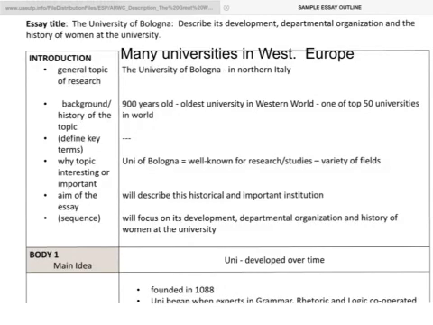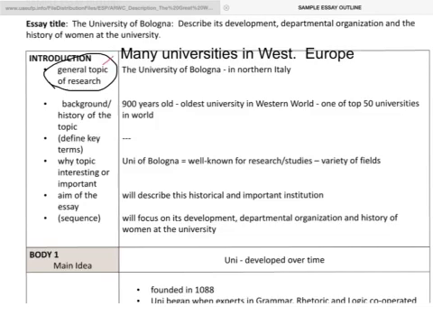Today we're going to be looking at the introduction to the outline of the University of Bologna, which we already looked at in our books, and we already looked at making an outline of. The first part of an introduction is the general topic of research. And usually the general topic of research is some bigger idea than the topic of the essay. In this case, it should be something like this.